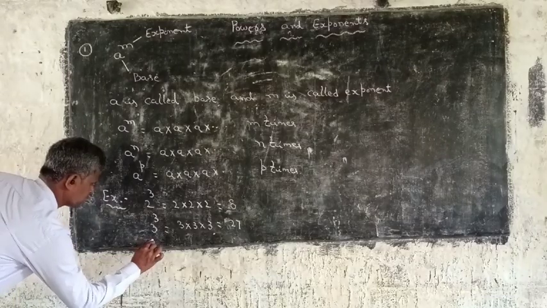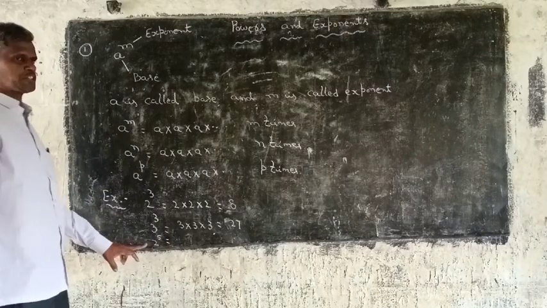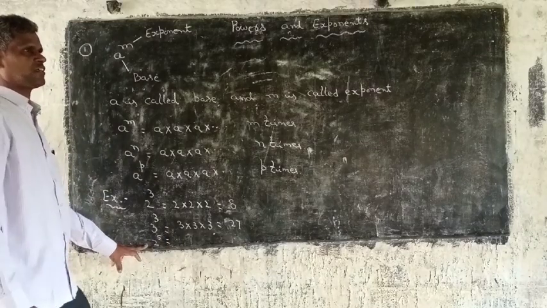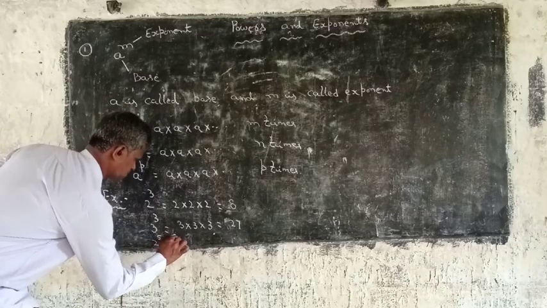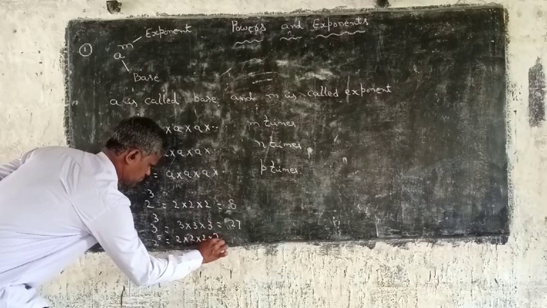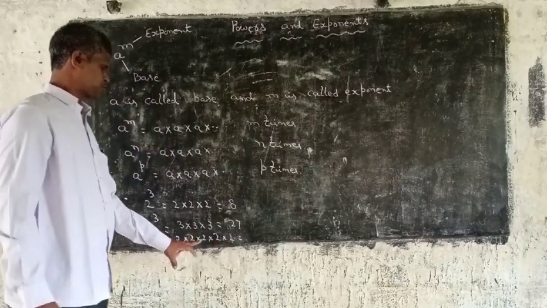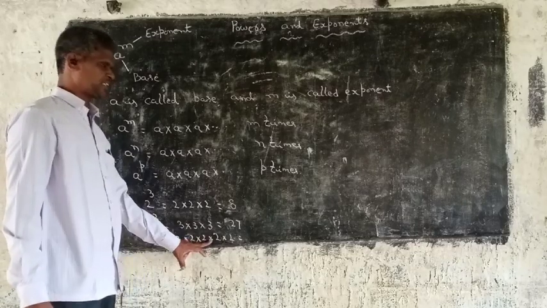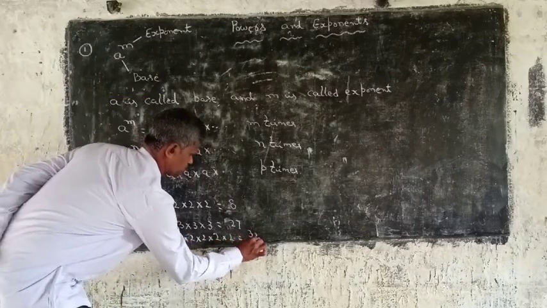Again, 2 power 5. 2 is called the base and 5 is called the exponent. Write 2 five times: 2 into 2 into 2 into 2 into 2. 2 twos are 4, 4 twos are 8, 8 twos are 16, 16 twos are 32.